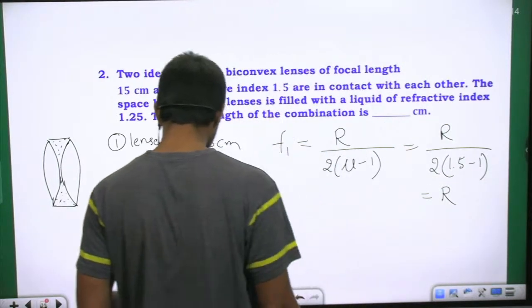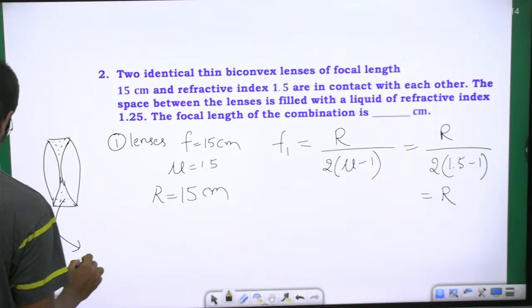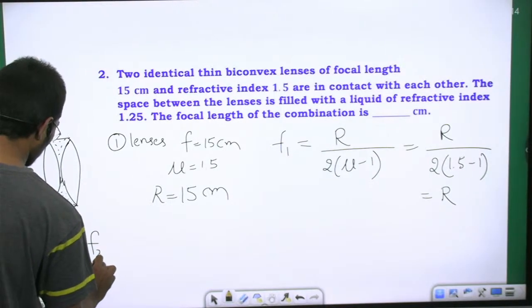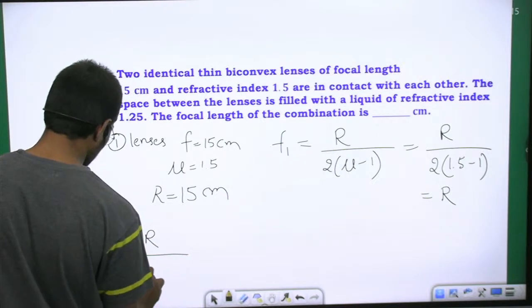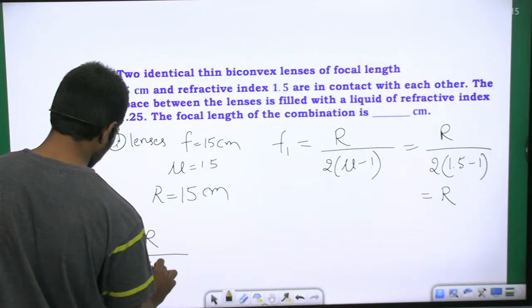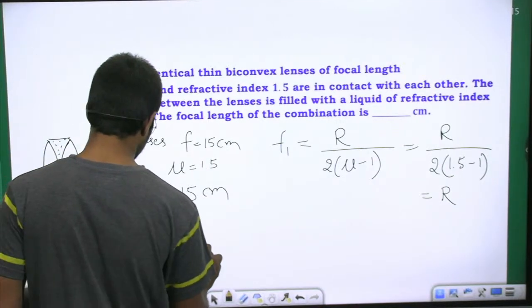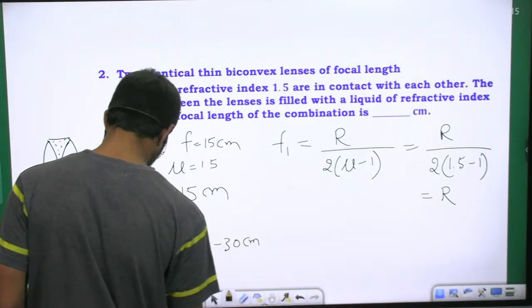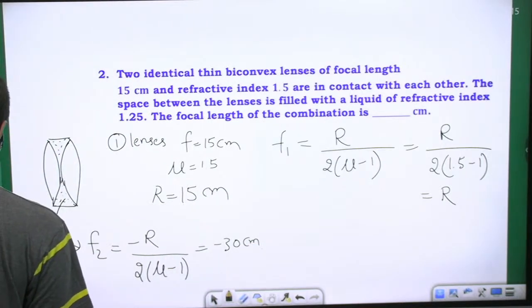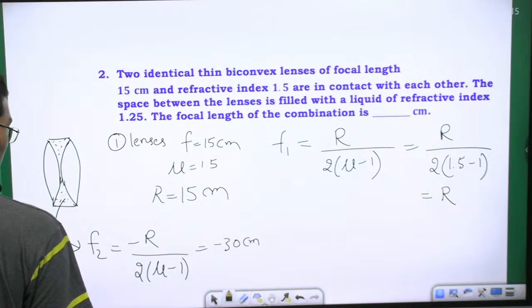In a similar fashion, for the other glass, F2 is equal to minus R by 2 into (mu minus 1). Why minus? Because it is diverging. So we get it as minus 30 centimeters roughly. This will be 2 by 15, right?